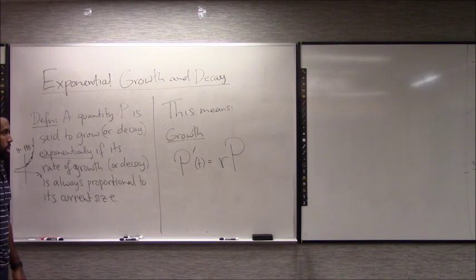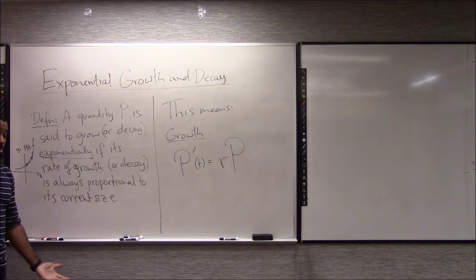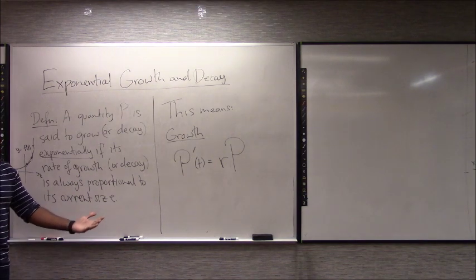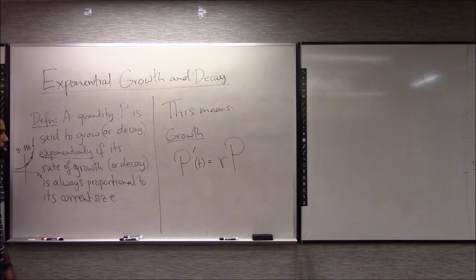A lot of things have exhibited this kind of behavior. Population is a very common one that grows exponentially. The more people there are, the faster a population will grow because you have more people having more babies. So a smaller population will grow slower than a larger population because you just have more people reproducing. So a population won't grow linearly, it will grow exponentially, for example.